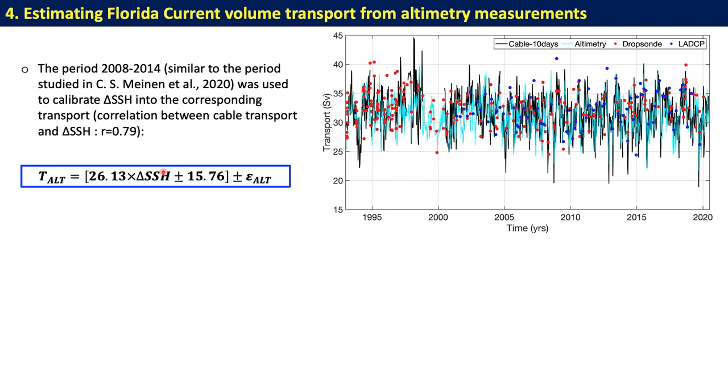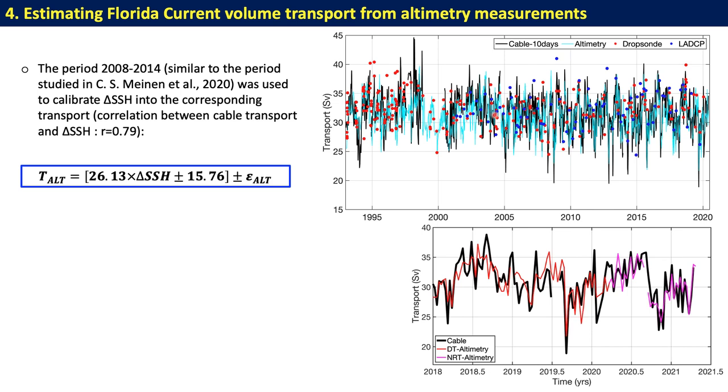So finally, to calibrate sea surface height differences into the corresponding transport values, we use the 2008-2014 time period, which is similar to the one that was used by Chris Meinen and colleagues who analyzed pressure gauge records. The correlation between the cable transport and delta SSH during this time interval is 0.79. The cyan curve in this plot shows the altimetry derived Florida current volume transport, and the black curve shows the cable transport sampled during the days of satellite overpasses. The agreement is pretty good.